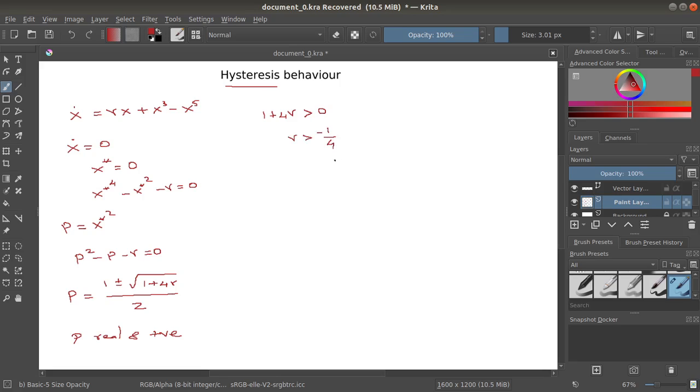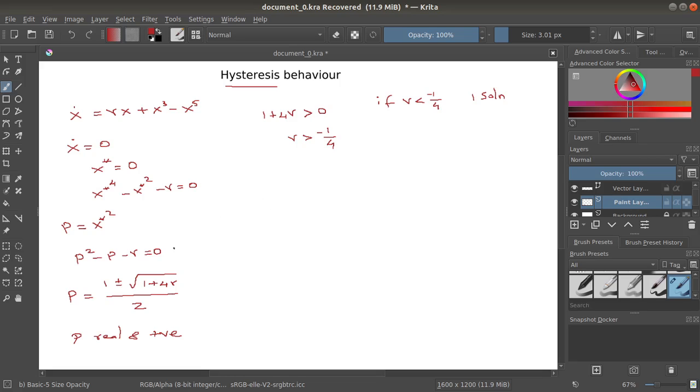What if it's less than that? If r is less than minus 1 by 4, then there are no solutions for p. Otherwise I will have only one solution, which is x star equal to 0, so only one solution.